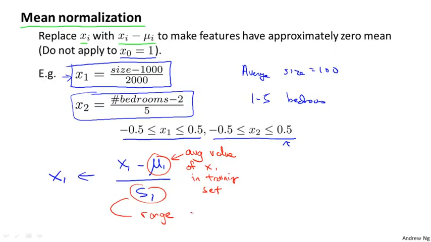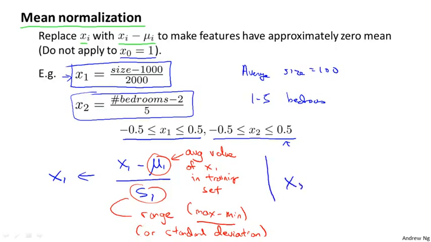Or for those of you that know what the standard deviation of a variable is, setting s1 to be the standard deviation of the variable would be fine too. But taking this max minus min would be fine. And similarly for the second feature x2, you replace x2 by subtracting the mean of the feature and dividing it by the range of values, meaning the max minus min. This sort of formula will get your features, maybe not exactly, but roughly into these sorts of ranges.